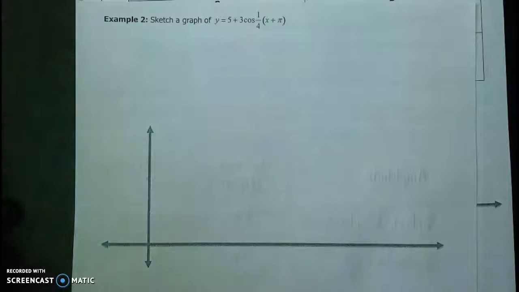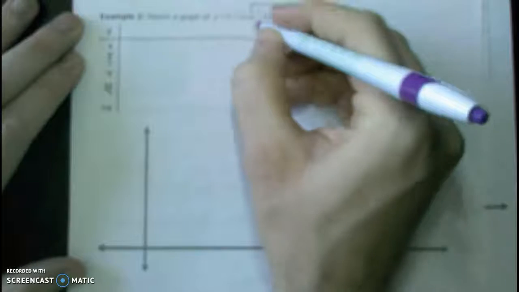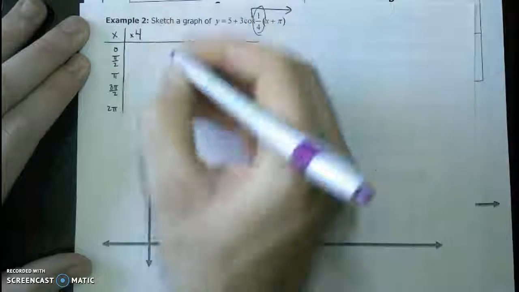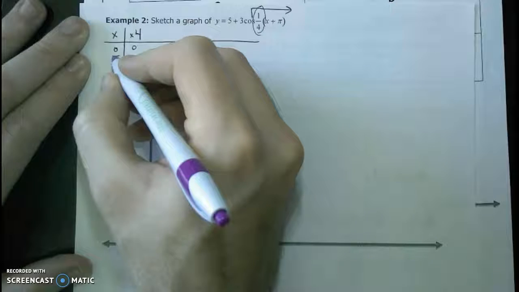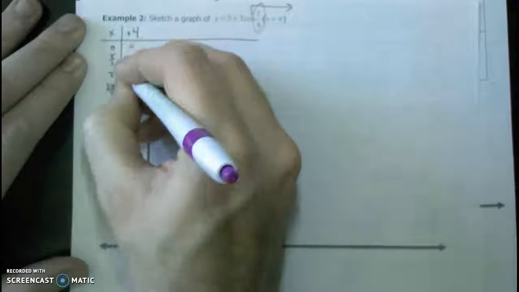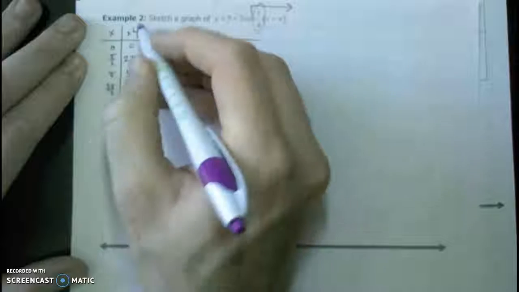Let's start by making a table. So I'm going to start with my x values, and we're going to go this way. So we have 0, pi over 2, pi, 3 pi over 2, and 2 pi. Now we're going to do the opposite of the 1/4, which would be multiplied by 4 over 1, which will be 0, 4 pi over 2, which is going to reduce to 2 pi. Then we've got 4 times pi. Then we'll have 12 pi over 2, which reduces to 6 pi. Then we have 8 pi.